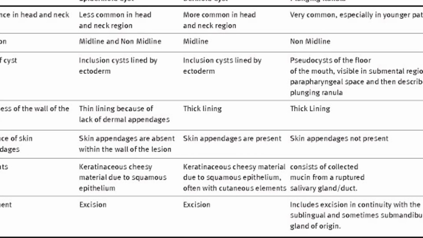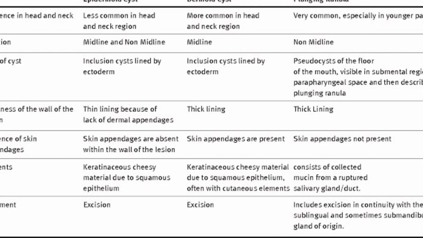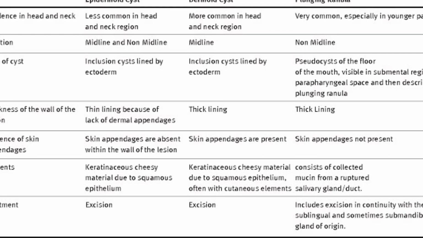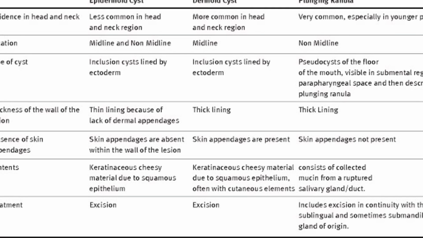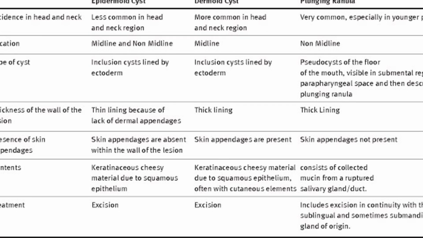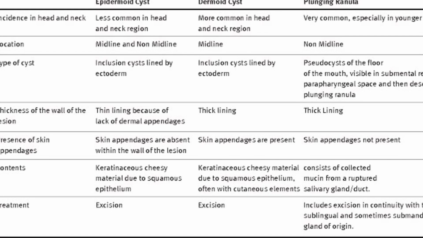The peak age of incidence is usually the second and third decade. They can present as a cystic or solid mass, usually in the submental region above or below the mylohyoid muscle. They can manifest as acute inflammatory swelling associated with infection.